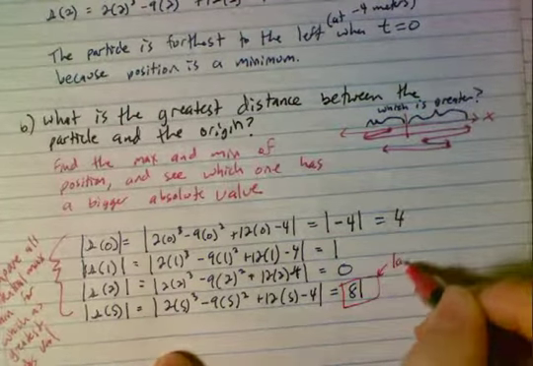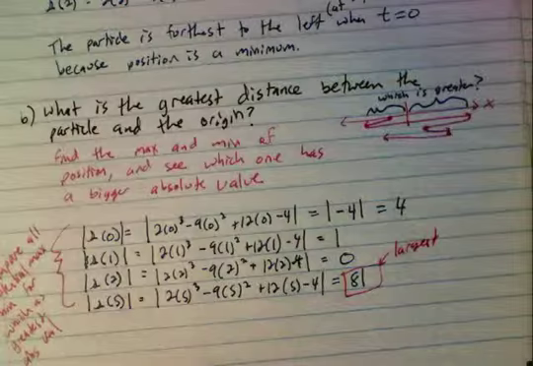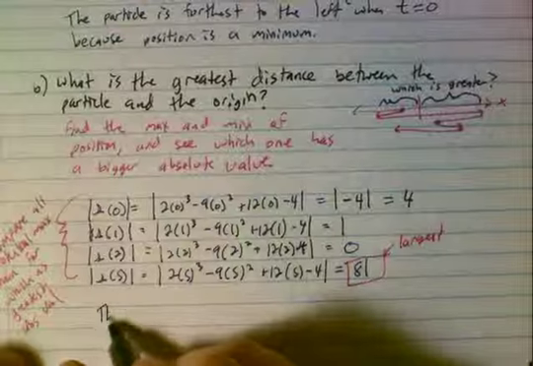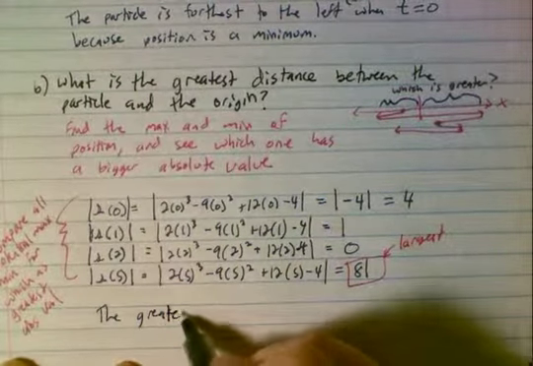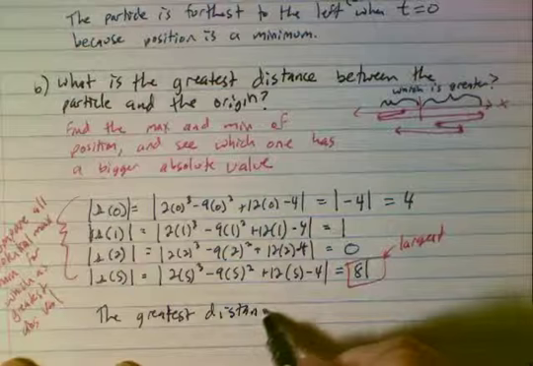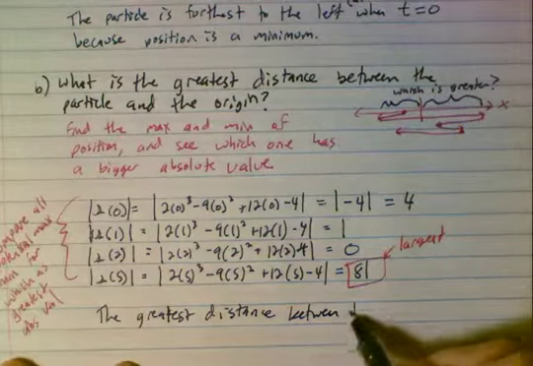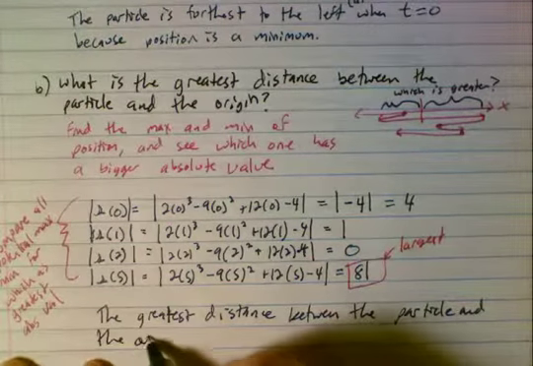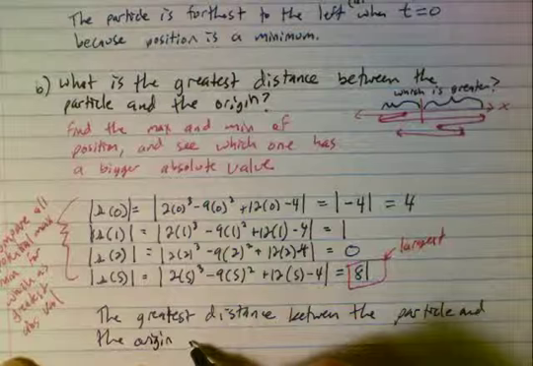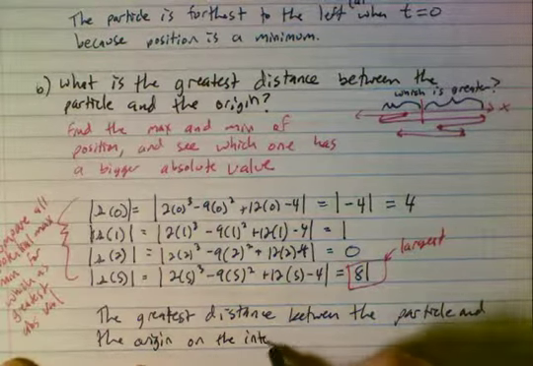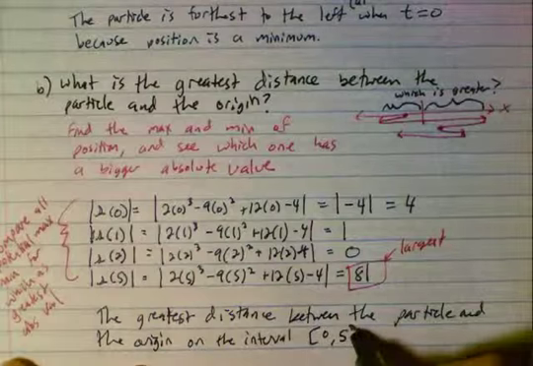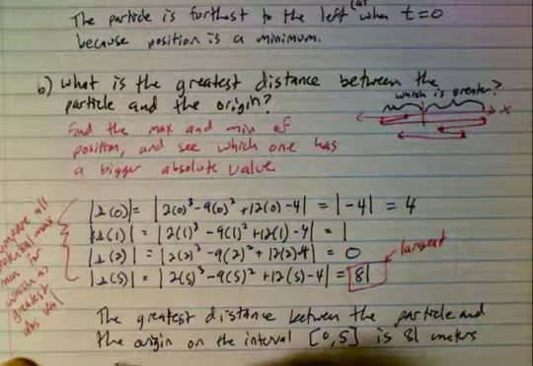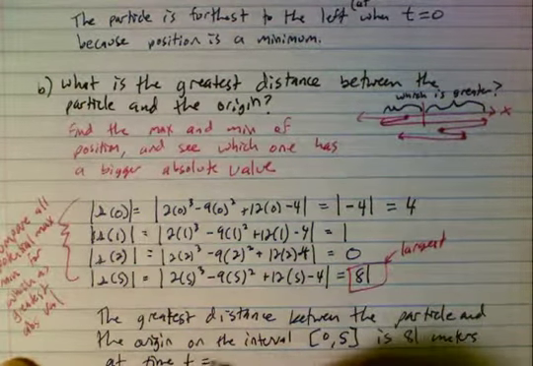This one right here is the largest. This asks for the greatest distance, so it's asking for this number itself. The greatest distance between the particle and the origin on the interval 0 to 5 is 81 meters at time t equals 5.